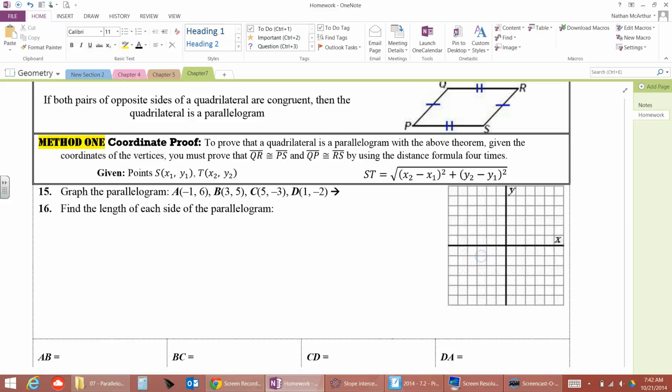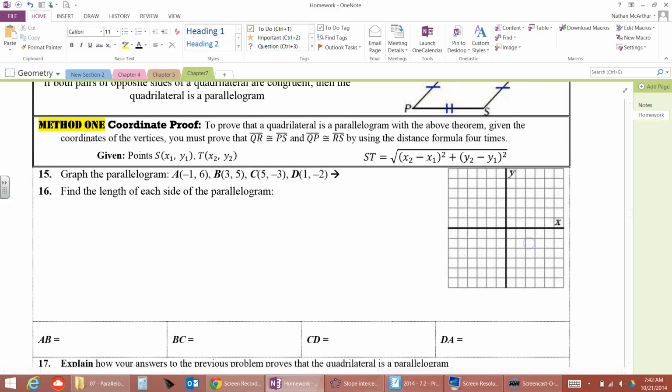All right, here we go. Both pairs of opposite sides of quadrilateral are congruent. So the coordinate method. Okay, here we go. I'm only going to do one of these per deal because they're so long.